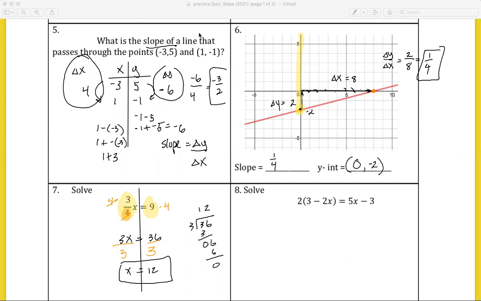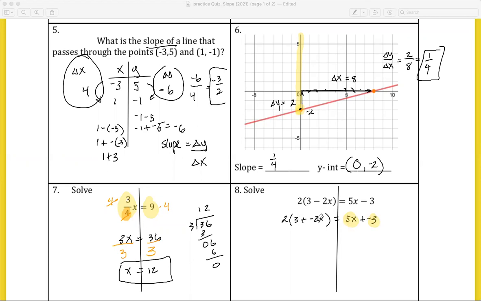All right, problem number 8. So the first thing we're going to do is rewrite it without subtraction. So 2 times (3 plus negative 2x) is equal to 5x plus negative 3. And I'm going to circle my terms. Negative 3 is a term, 5 positive x's is a term.